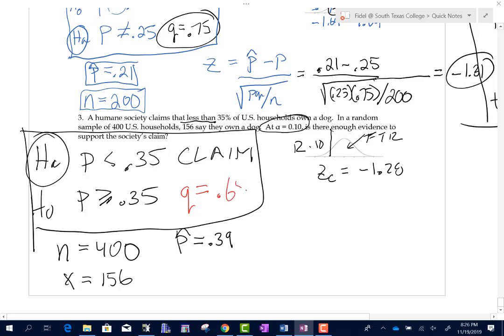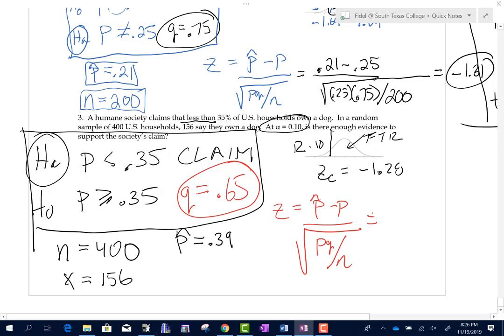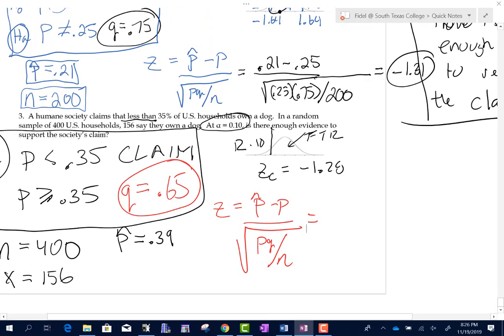65, right? 0.65? Good. Okay. So look, guys, let's find our Z value. We're going to go P hat minus P divided by this big old square root of PQ all over N. Let me write them out so that we can do our calculation. Let's say our P hat was 0.39 minus 0.35 divided by the square root of 0.35 times 0.65 all over, what was our N?